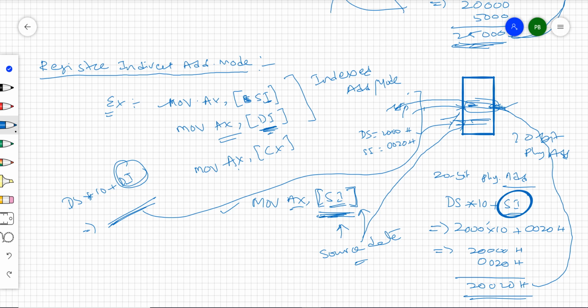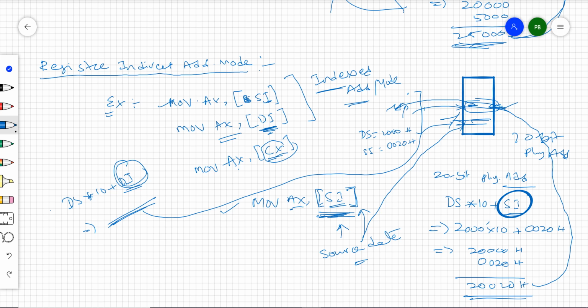Right? So like that, it is using index registers. In a similar way, here the offset is going to be provided with the CX register. These are all register indirect only, but if you use SI or DI as an offset provider in the bracket, that is going to be called the indexed addressing mode.